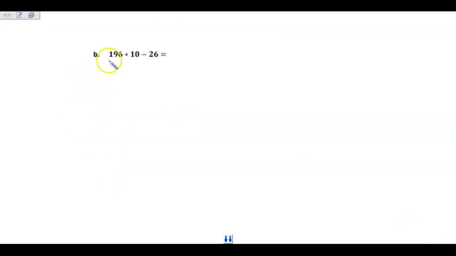On this one, we have 196 times 10 minus 26. The most powerful operation in this grouping is multiplication. So we're going to take 196 times 10 first. So if we take these two, I get 1,960. And then I'm going to bring down my minus 26. Now we're going to take 1,960 and we're going to subtract 26 from that. We would get 1,934. And so this would be my answer to this expression.